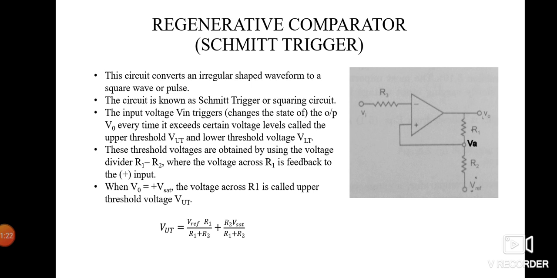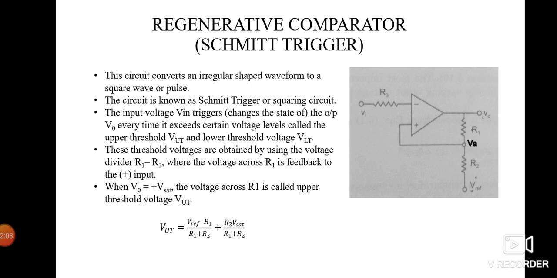These voltage levels are called the upper threshold voltage, denoted as VUT, and the lower threshold voltage, denoted as VLT. The difference between these two threshold values is called the hysteresis width. It is given as VUT minus VLT.